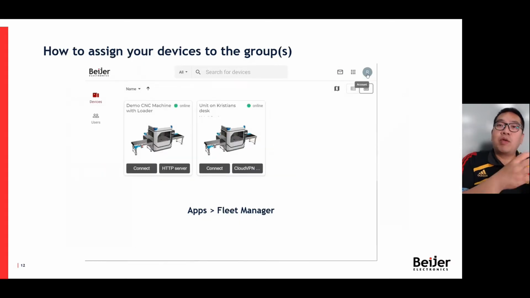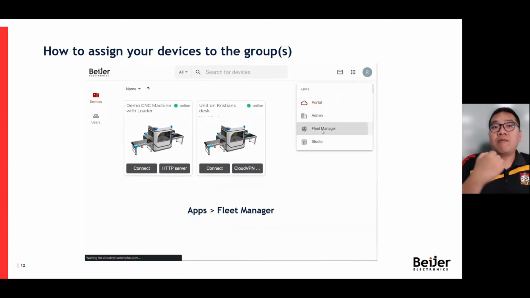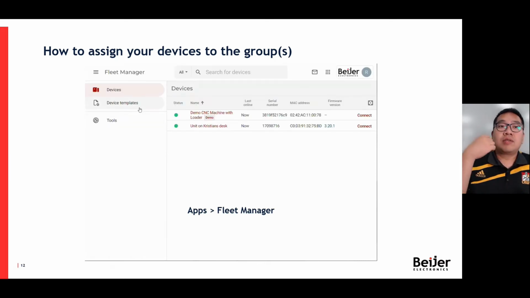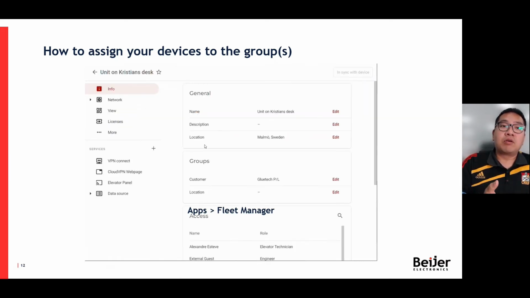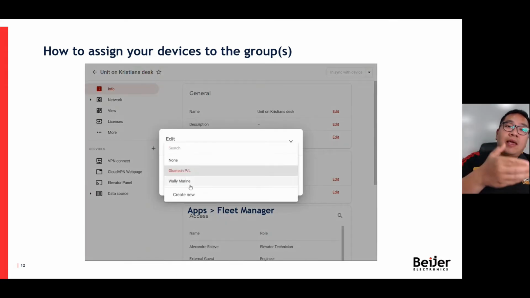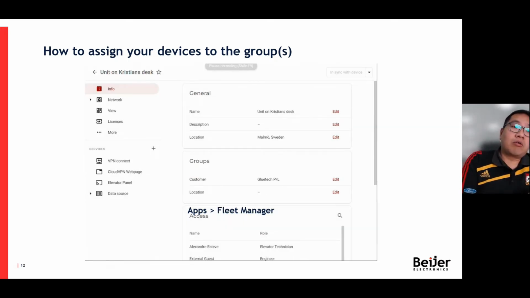And after which, you'll be wondering how you can assign different devices to the different groups, of course. That can be done quite easily as well. You go to Apps, and then you go to Fleet Manager. Select the device that you want, click on Groups, and then select which group it belongs to. One device can actually belong to multiple groups as well.